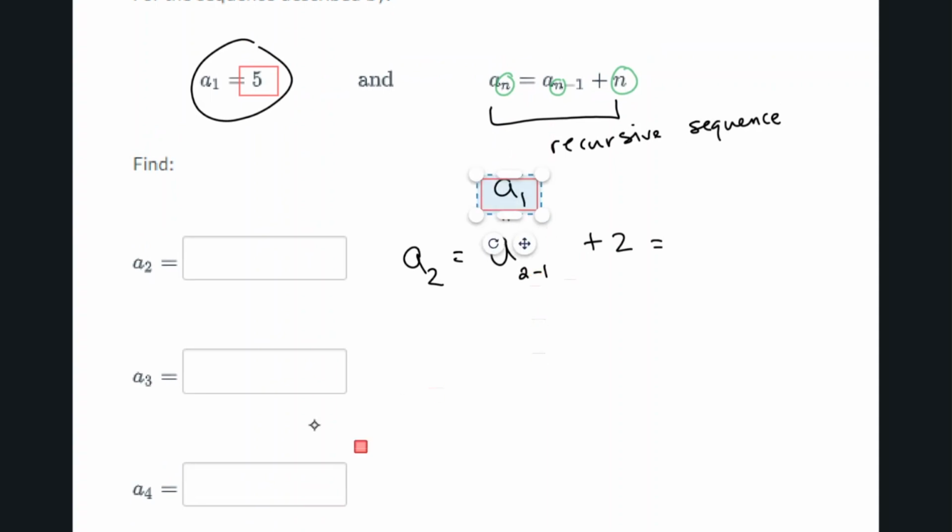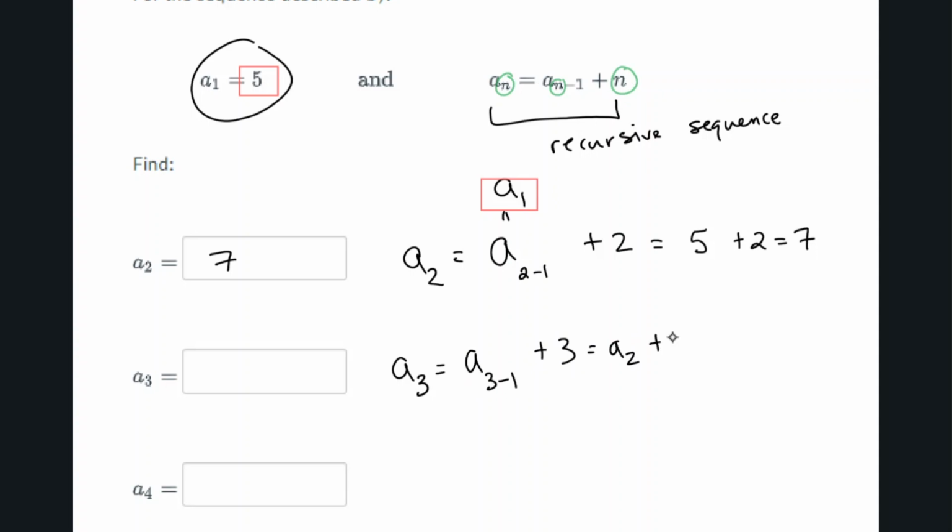Right, so we'll replace that. So we get our 5 plus 2, and we get 7. So a sub 2 is 7. A sub 3, following the formula, everywhere there's an n, there's now a 3, is a sub 3 minus 1 plus 3. Now 3 minus 1 is 2, so that's a sub 2 plus 3, but we know what a sub 2 is. It's 7. So this is 7 plus 3, which is 10.